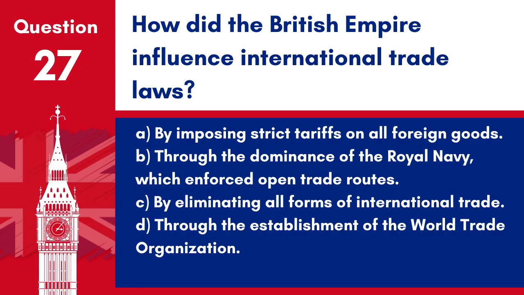Question 27. How did the British Empire influence international trade laws? A. By imposing strict tariffs on all foreign goods. B. Through the dominance of the Royal Navy, which enforced open trade routes. C. By eliminating all forms of international trade. D. Through the establishment of the World Trade Organization.